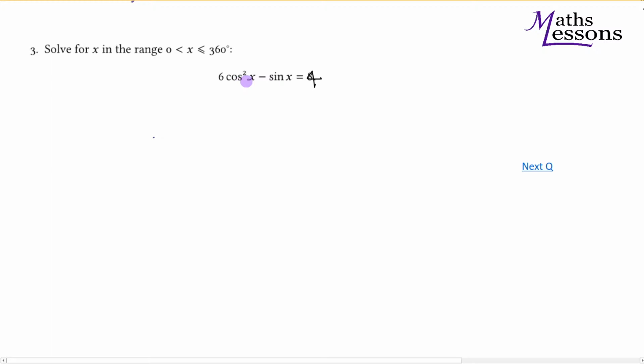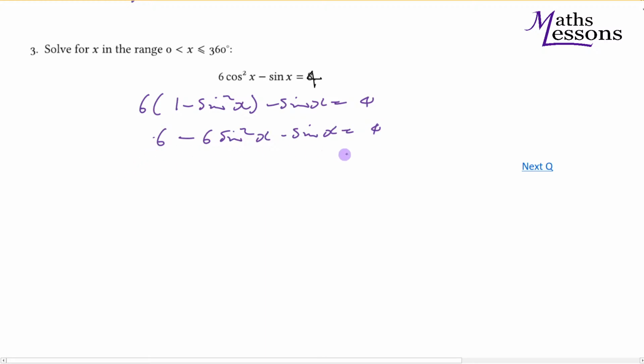So we're going to rewrite the cos squared as 1 minus sine squared. So we get 6 (1 minus sine squared x) minus sine x equals 4. So we have 6 minus 6 sine squared x minus sine x equals 4. What I'm going to do is change all the signs on this side and then take the 4 across. And I think I may have made a mistake here in trying to fix this answer.